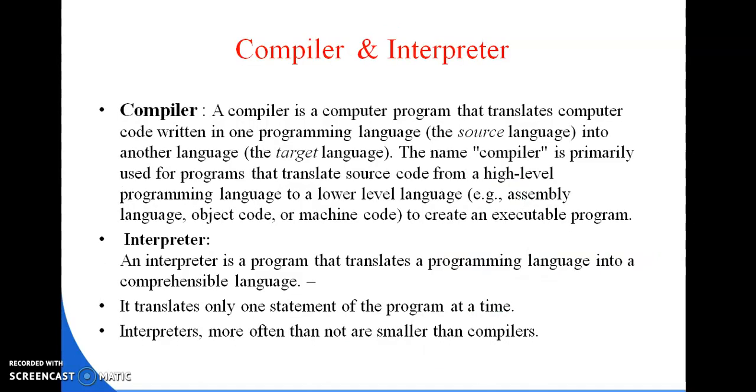Next is your compiler and interpreter. What is the function of the compiler in computing? A compiler is a computer program that translates computer code written in one programming language, that is the source language, into another language, the target or machine language. The name compiler is primarily used for programs that translate source code from a high-level programming language to a low-level language, which means assembly language, object code or machine code, to create an executable program.